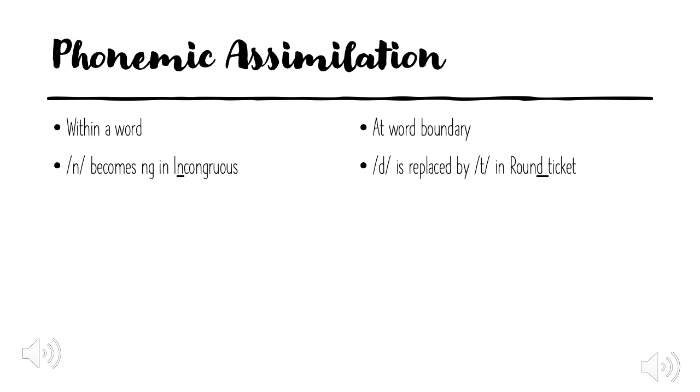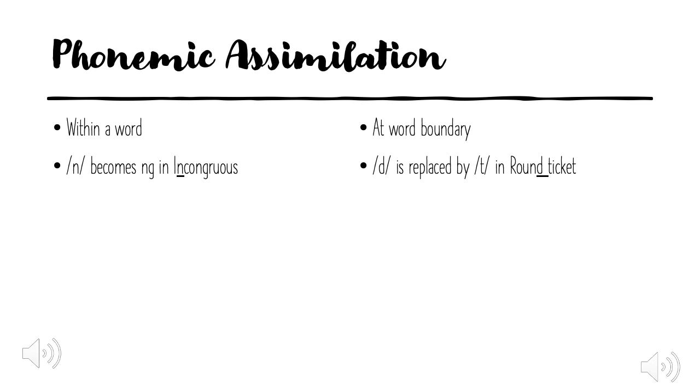assimilation. It is within a word. It is an example of a regressive change because n changes because of k that comes after it. In other words, k changes the n before it. So it is a regressive or anticipatory change within a word and a phonemic change.